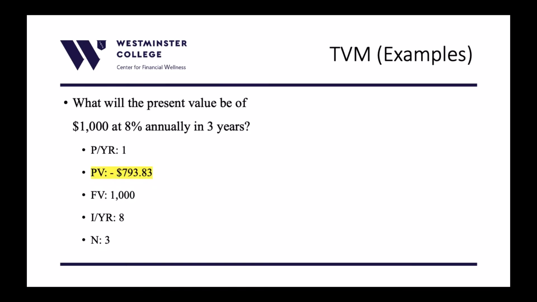So what would the present value be of $1,000 in 3 years at 8% annually? Since you're still looking at annual interest, you can leave your PYR at 1, put 8 in for your IYR, 3 in for N for 3 years. Click on your present value to see that you'll need to invest $793.83 to get $1,000 in 3 years at 8% annually.